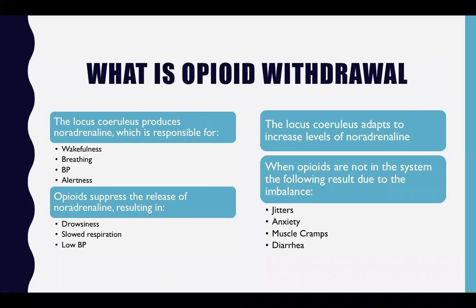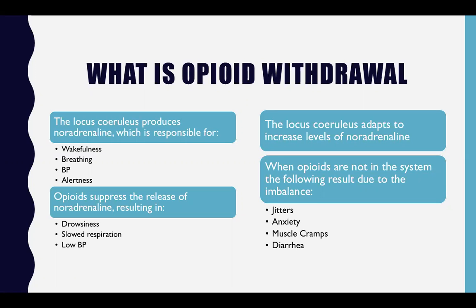To understand opioid withdrawal, let me explain an area of the brain which causes the symptoms related to opioid withdrawal. The locus coeruleus produces a neurotransmitter called noradrenaline, which is responsible for wakefulness. When opioid use first begins, the opioids suppress the release of noradrenaline, which results in drowsiness, slow respiration, and low blood pressure.